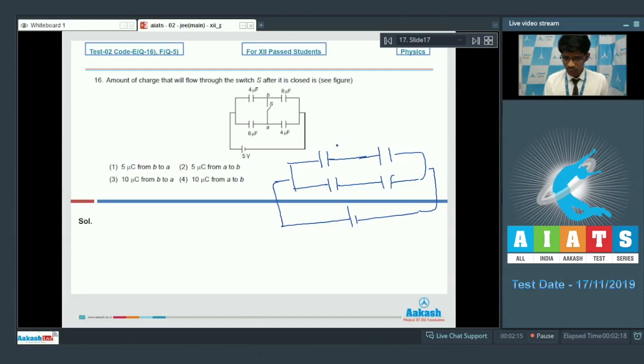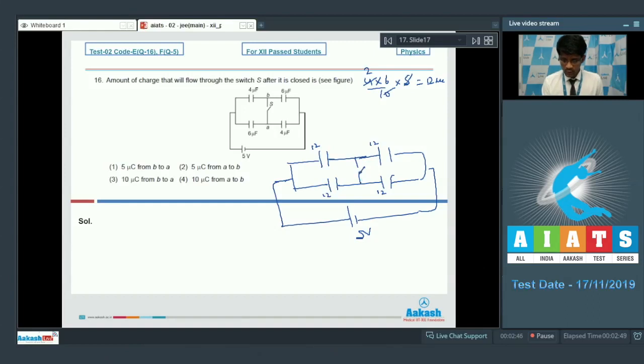This is the simplistic form of the circuit that I have drawn here. This being 4 microfarad, here 6 microfarad, the effective capacitance of these two portions will be 4 into 6 divided by 10, and it's connected to a 5 volt battery, so the charge will be 12 microcoulomb. So initially here 12, and this portion being 12 and 12. Clearly the battery has supplied 24 microcoulomb of charge on this system of capacitance.